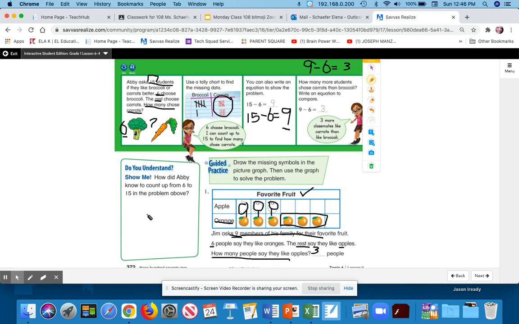And if I wanted to solve this in a subtraction problem, it would be 6 minus 3 equals 3. So I found the difference between the people who liked oranges and the people who liked apples. 3 more liked oranges. Now you are going to try doing the rest on your own.